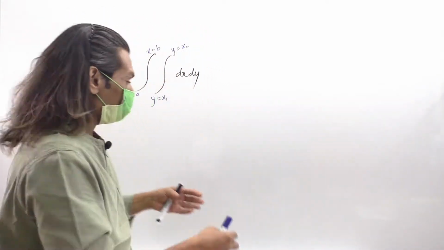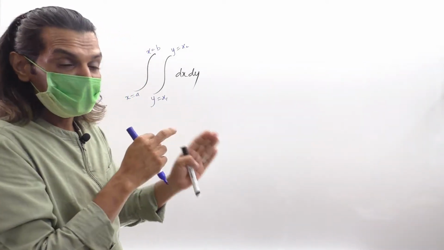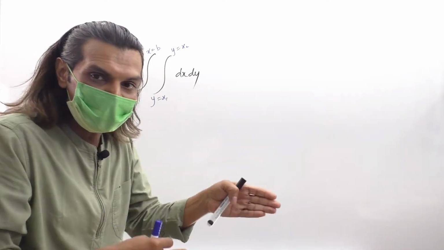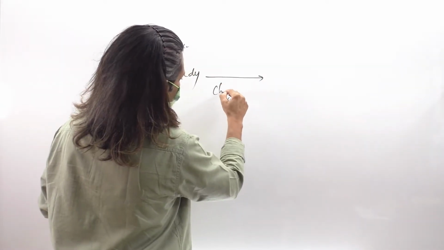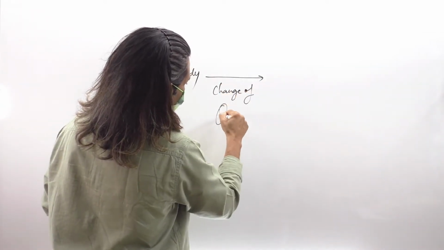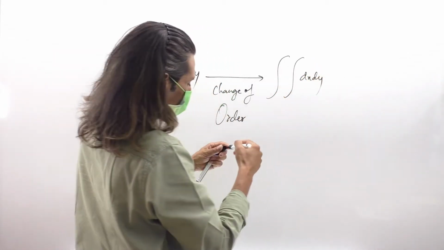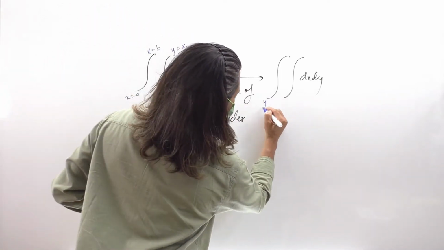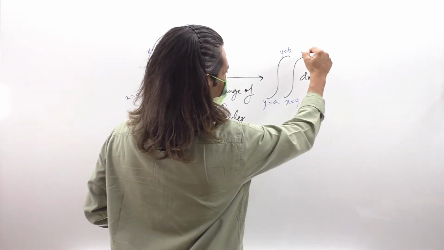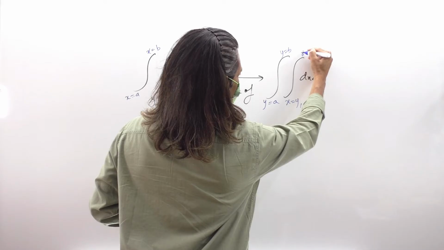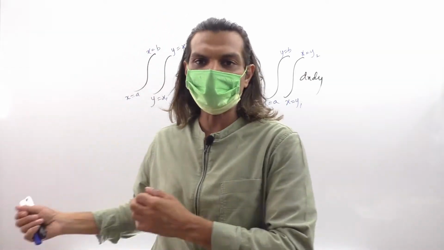So what does change of order mean? Change of order means x becomes y and y becomes x. So what was x outside becomes x inside, and what was y inside becomes y outside. That's what the change of order is. So this becomes the double integral dx dy. Now this x will become y. So y is a constant, y equal to a to b, and inside x is a function of y, x equal to y1 to x equal to y2. So this is for illustration purposes. How it practically works, we'll see while solving the problems.